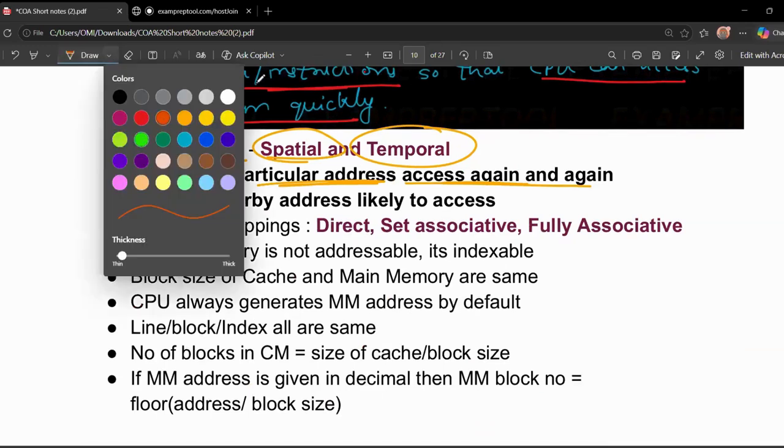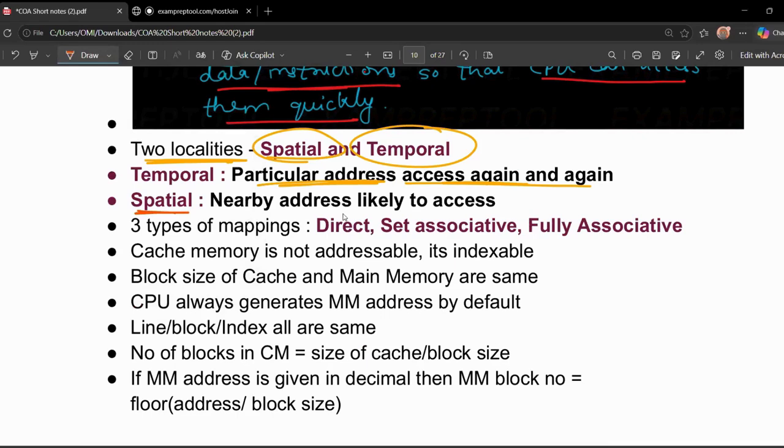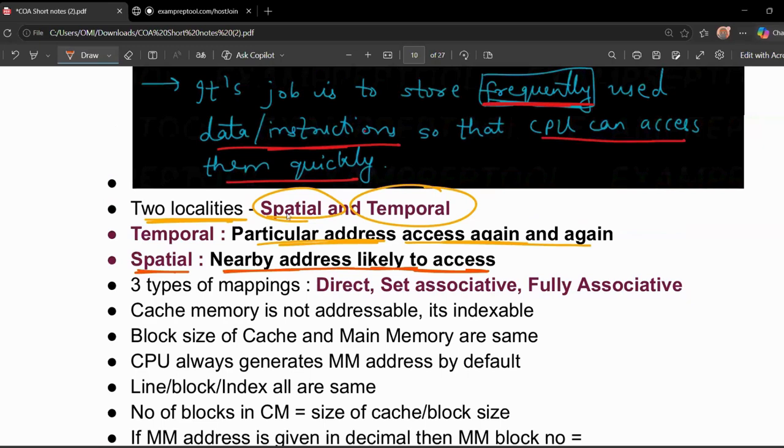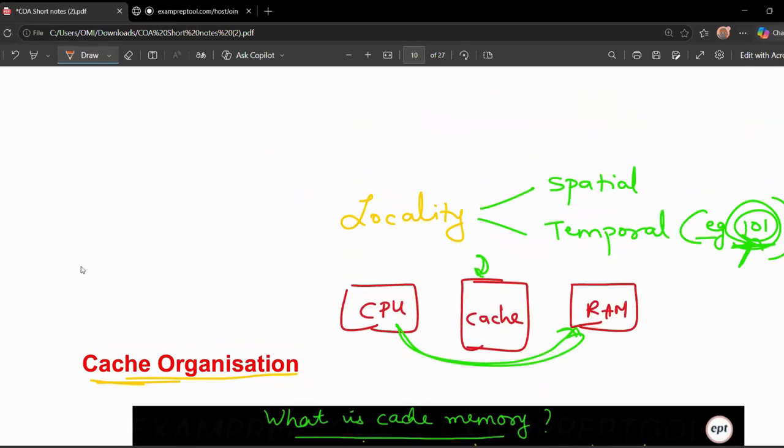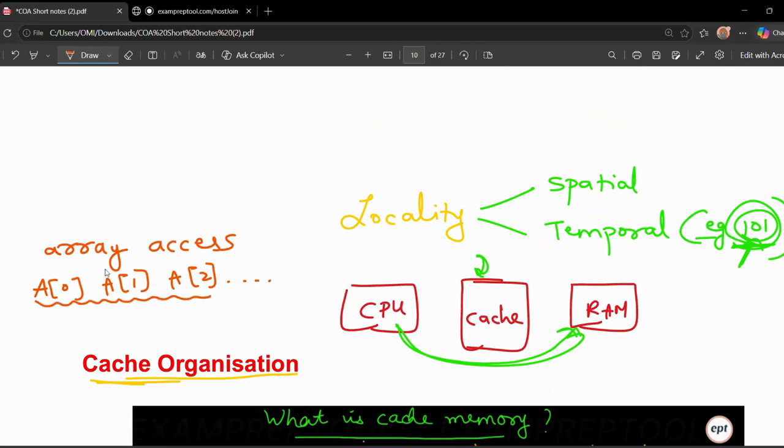That is temporal locality. Now, what is spatial locality? Nearby addresses are likely to be accessed. For example, if you are doing array access, you access A0, then A1, then A2, and so on. So you access nearby addresses one after another.